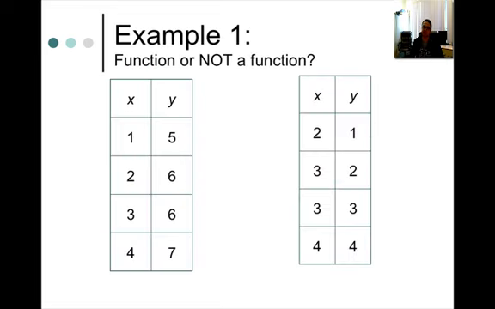Here's an example. Is this a function or not a function? The first table has unique inputs with exactly one output. In other words, none of your x values are repeating. So this table is a function. In the second table, there is an input value that has two different outputs, which makes this table not a function.